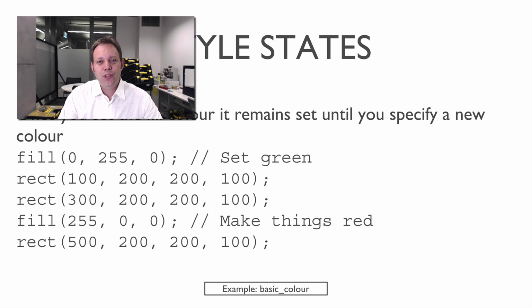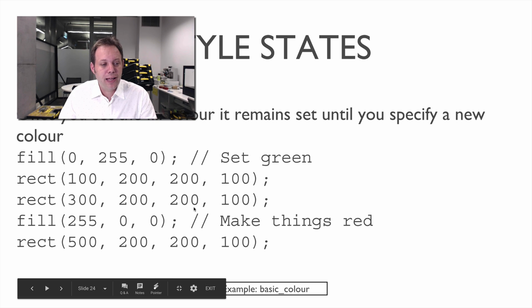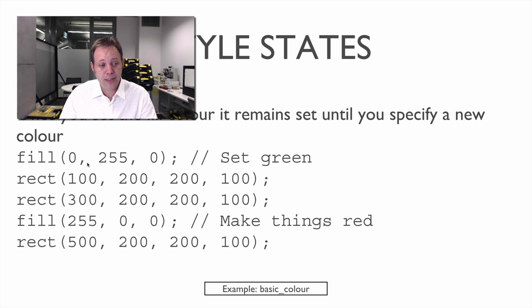Basically, when you set a state for your colors and for your strokes, it stays until you change it again. So you'll have here, you'll set the fill to green, and every rectangle you draw will end up green. Same for if you set it to red, that will make everything red until you stop.